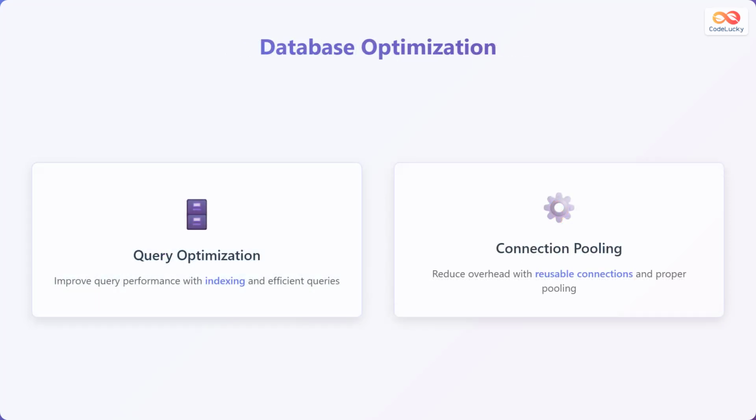Let's discuss the database optimization strategies. First, optimize queries. Enhance database performance by using indexing and writing efficient queries. This will reduce the resources needed to execute queries. Second, connection pooling. Reduce overhead by using reusable database connections and proper pooling, preventing unnecessary resource consumption.